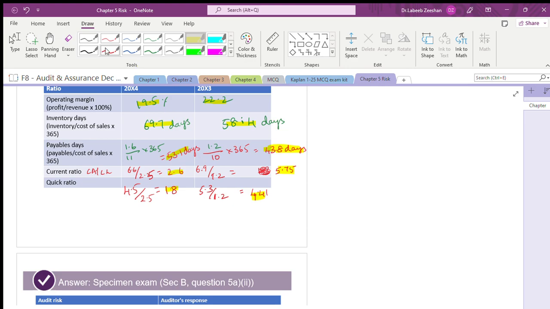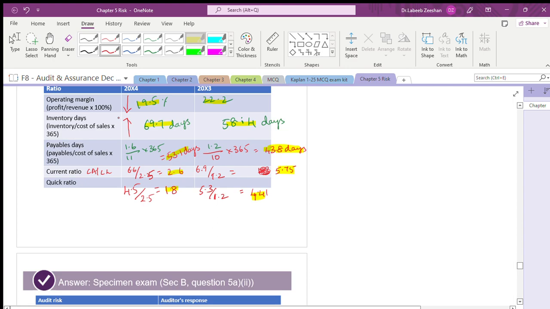Now, what happens if the operating margin has been decreased? The inventory we are holding for more number of days. See, we have to get inventory and we have to sell it off. Payables also, what happens? Last year we are paying within 43 days.